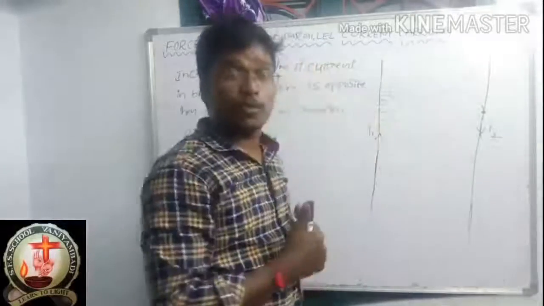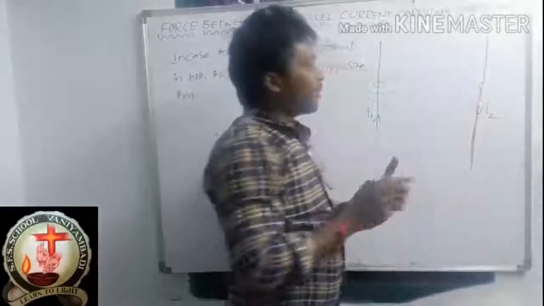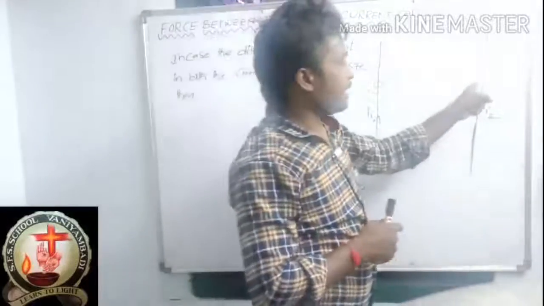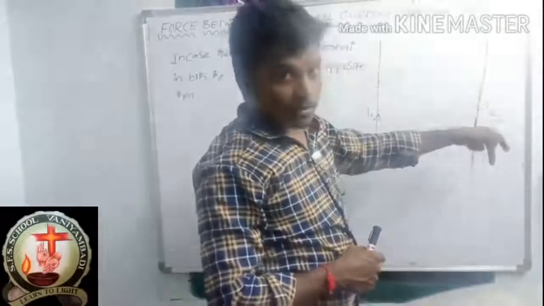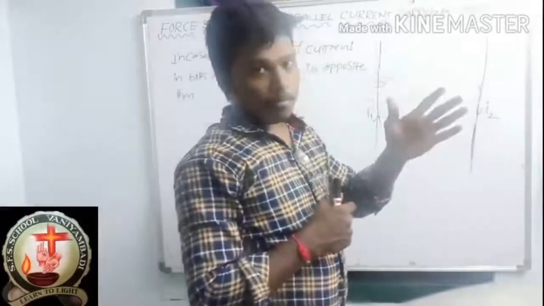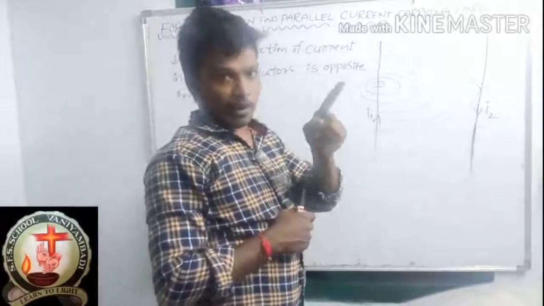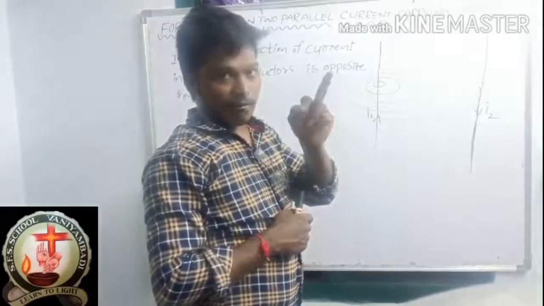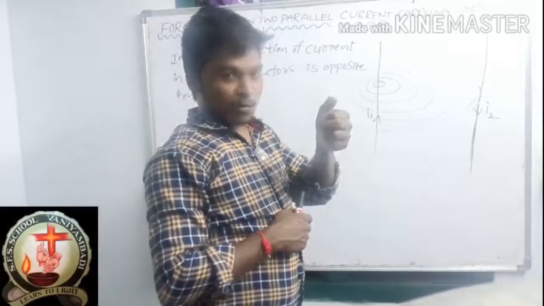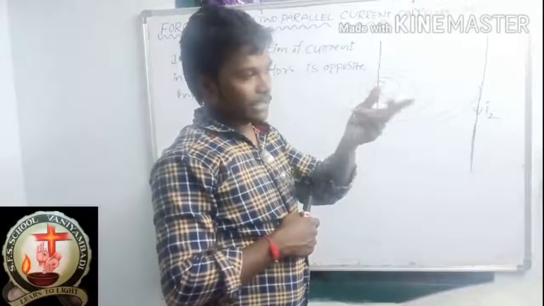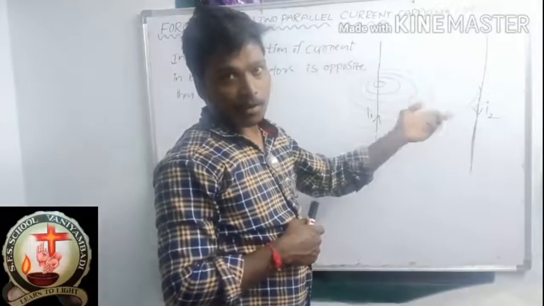So this is the direction of the magnetic field. Magnetic field here is inside. What is the direction of current? Downside. Then from Fleming's left hand rule, this finger will indicate the direction of magnetic field, the middle finger will indicate the direction of current, and this thumb indicates the direction of force. Just place the directions of magnetic field and current.